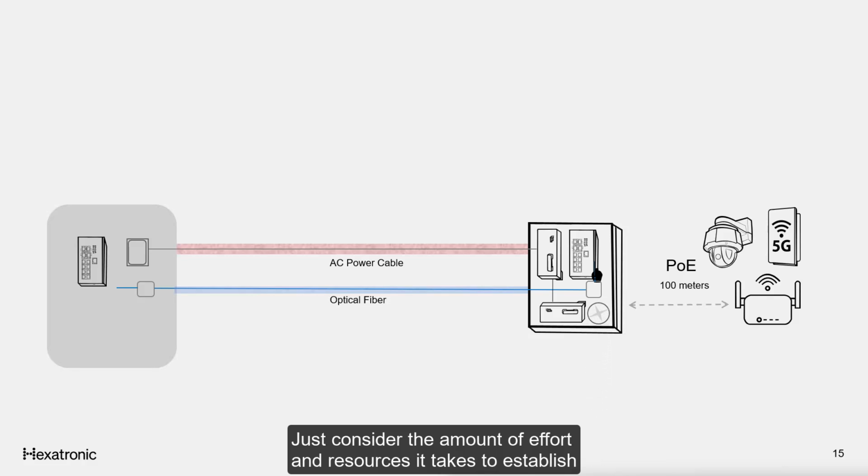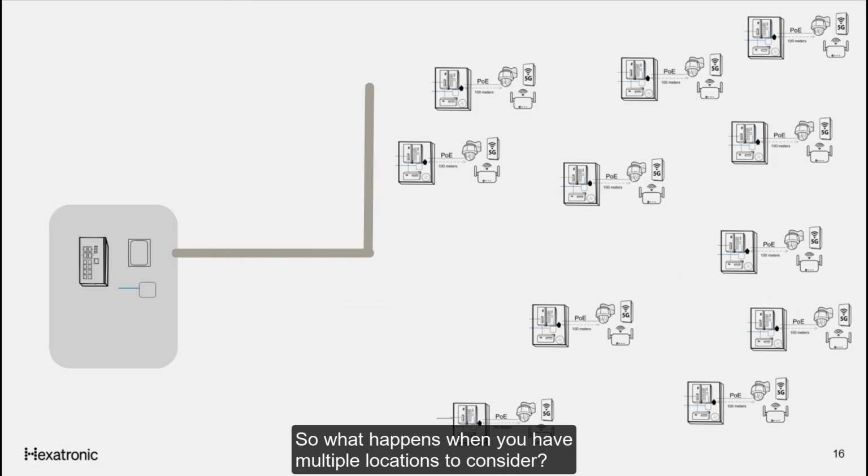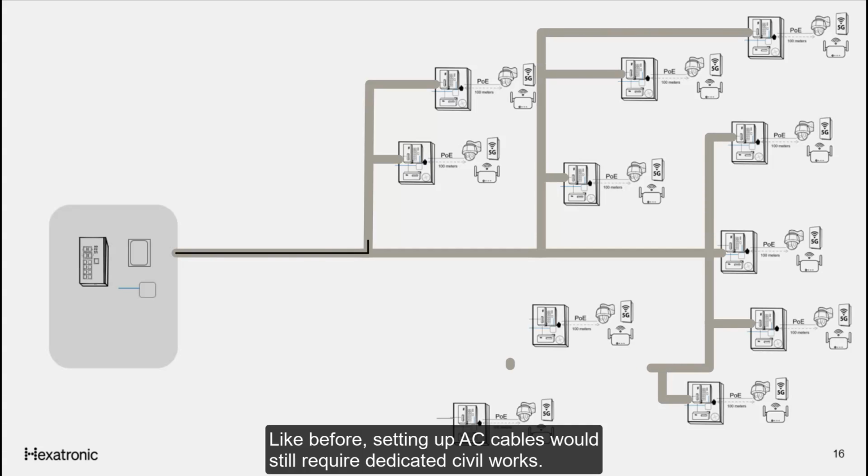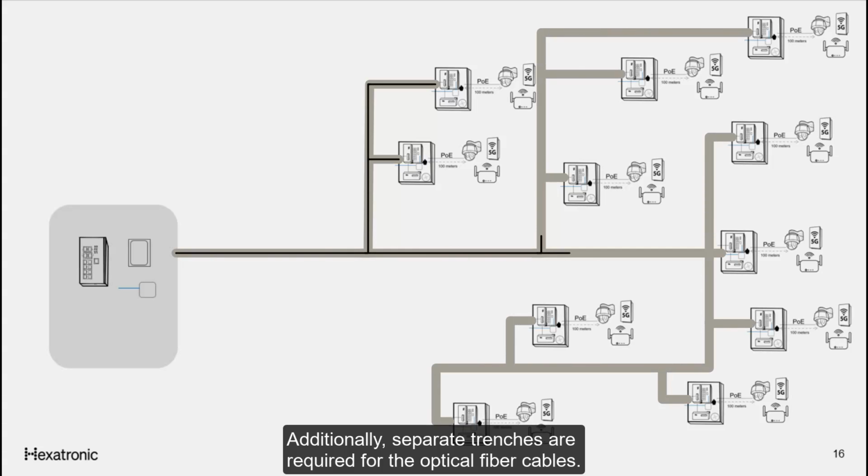Just consider the amount of effort and resources it takes to establish a connection for one location using these traditional methods. So what happens when you have multiple locations to consider? Like before, setting up AC cables would still require dedicated civil works. Additionally, separate trenches are required for the optical fiber cables.